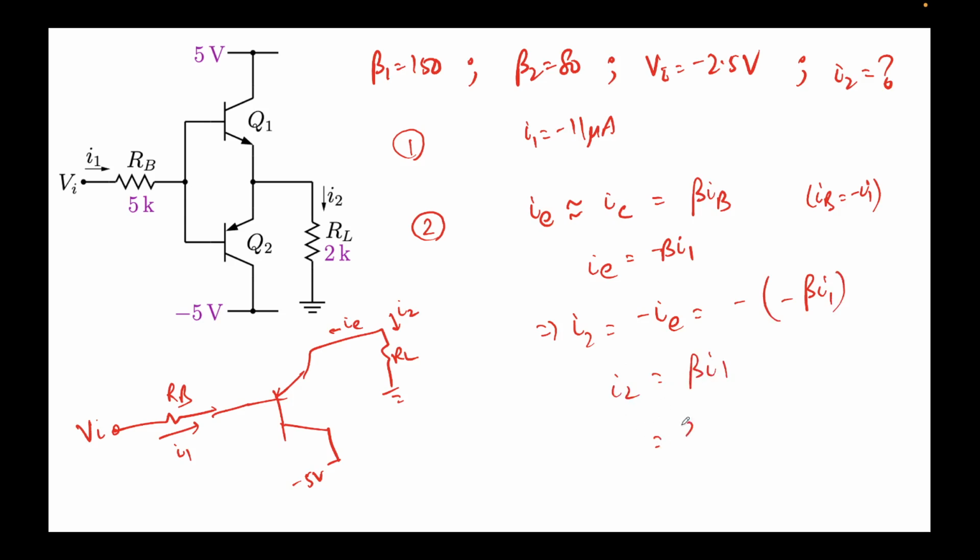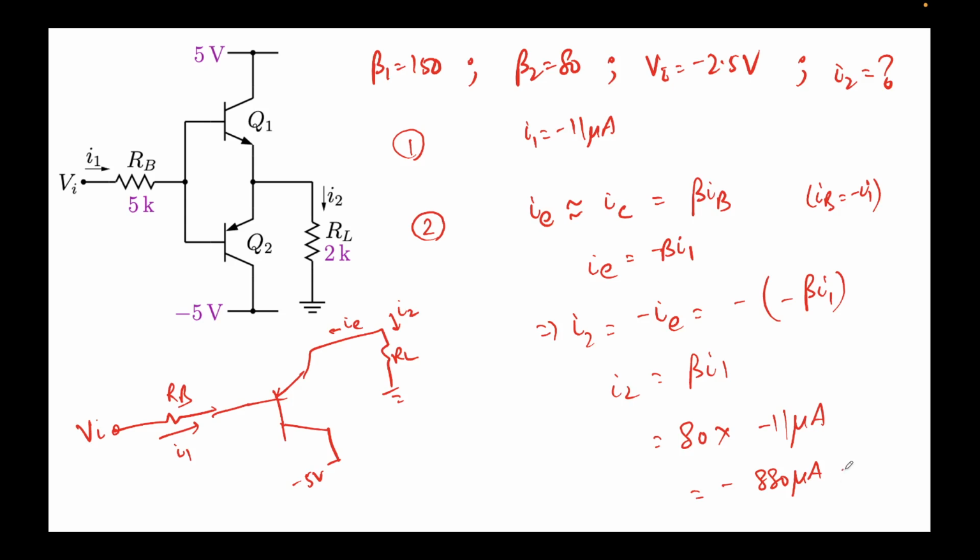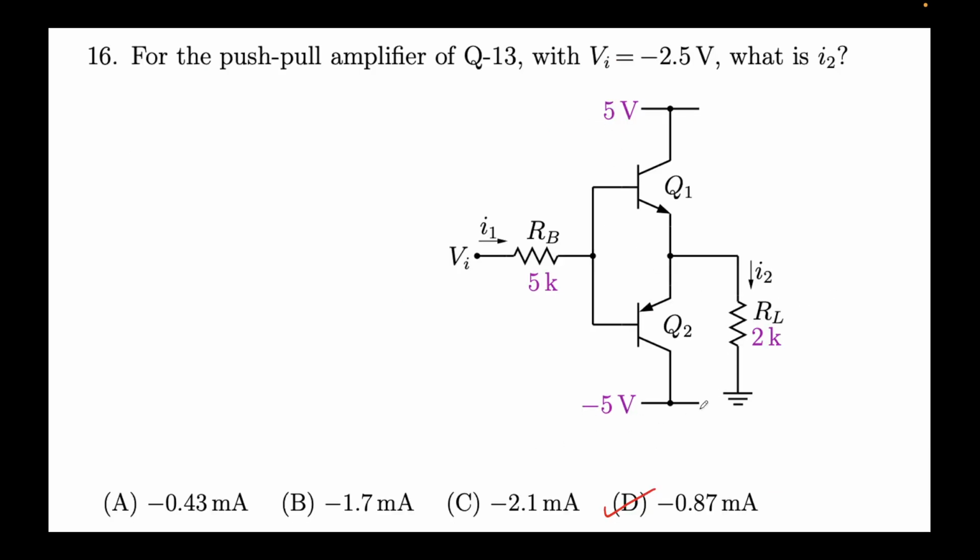Okay, so beta we know is 80, the value of I1 is minus 11 microamps. This comes out to be 11 times 8 is 88, 880 microamps. Do we have an option like this? D. So remember 880 microamps, you can write it as 0.88 milliamps. The option is 0.87, but that happens because we have assumed I equal to IC, and there are a few other assumptions. This actually was 10.9 or something. That's fine. We have got a close enough answer. So this is the option D that we have obtained.